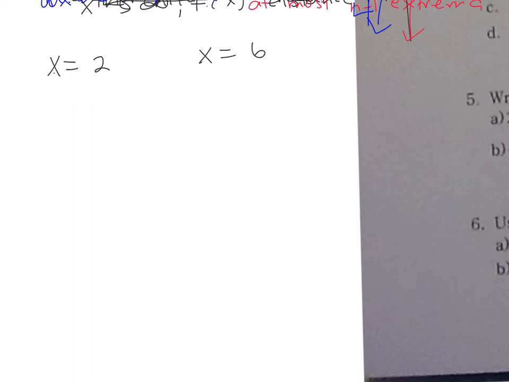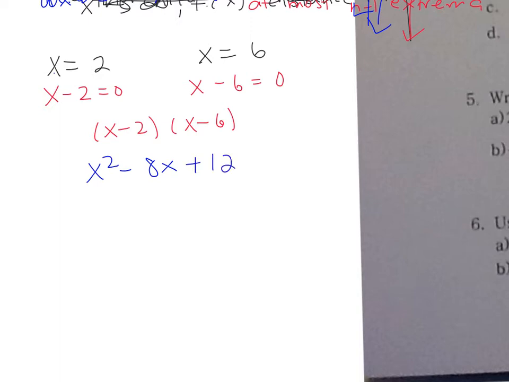Since they're rational, you could do backwards factoring. So this is x minus 2 equals 0. X minus 6 equals 0. So it's x minus 2 times x minus 6 for my factors. Double distribute, we get x squared minus 8x plus 12 is equal to f of x.